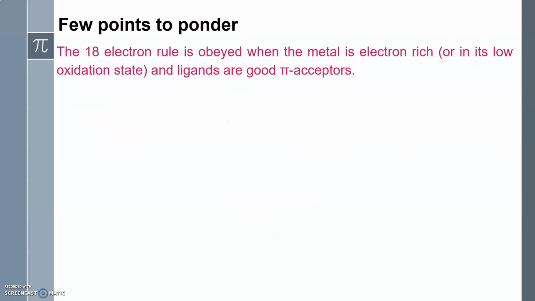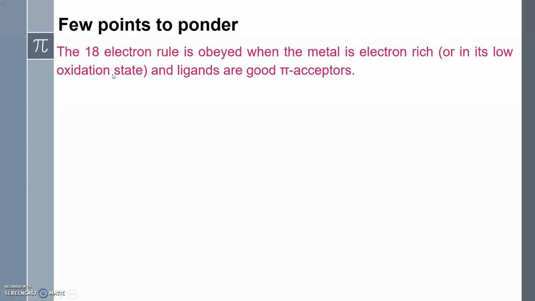Now, let us have a few points to think about before we go on to learn more. The 18 electron rule is obeyed when the metal is electron rich and the ligands are good pi acceptors. So what is the requirement on the metal? The metal should be electron rich. When will the metal be electron rich? It will be electron rich when it is in a lower oxidation state.